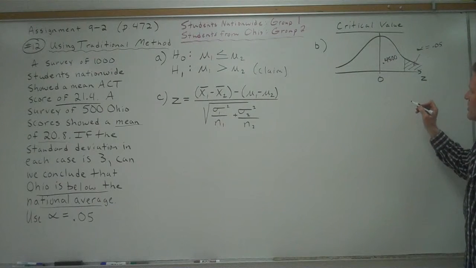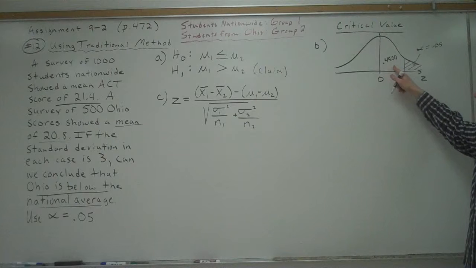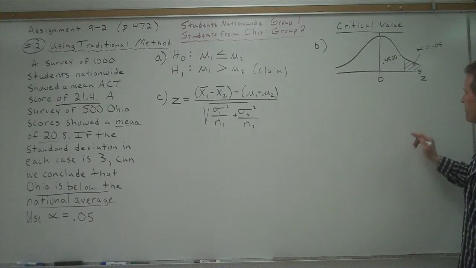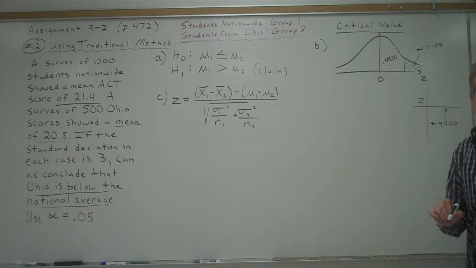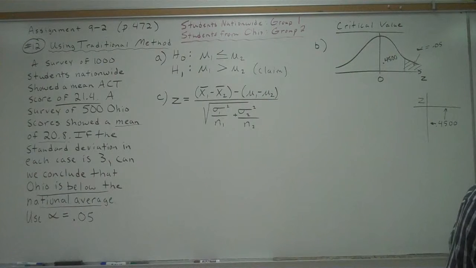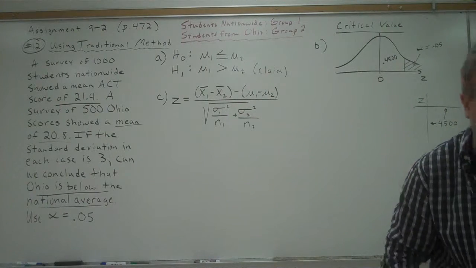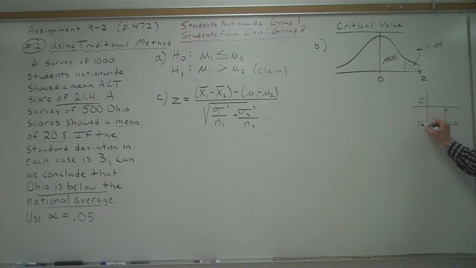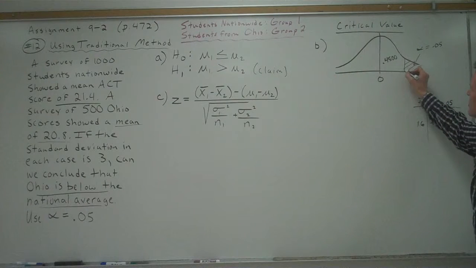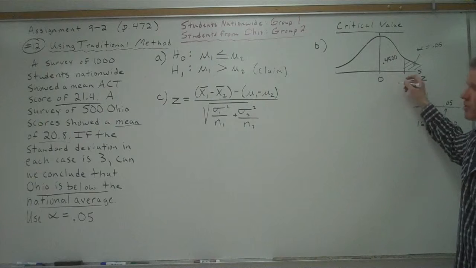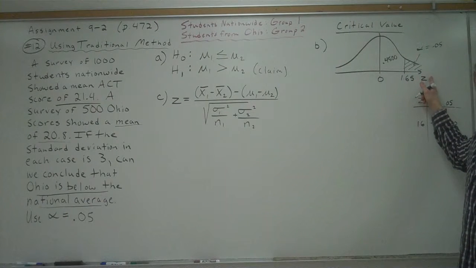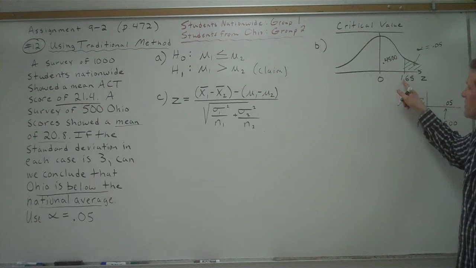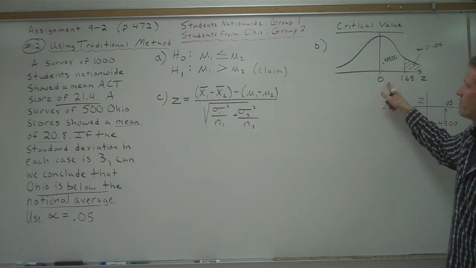Then we go to our z-chart, and we would look for 0.45 out in the middle of our z-chart, 0.4500. We'd look left, we'd look up. That would give us our z-score, which in this case comes out to 1.65. 1.6 here, 0.05 here. So this z-score, this critical value right there, is 1.65. So if we get a test value to the right of 1.65, we'll reject our null. If we get a test value to the left of 1.65, we won't reject our null.